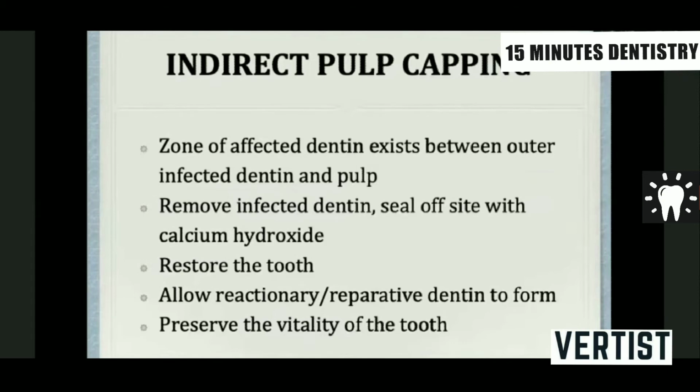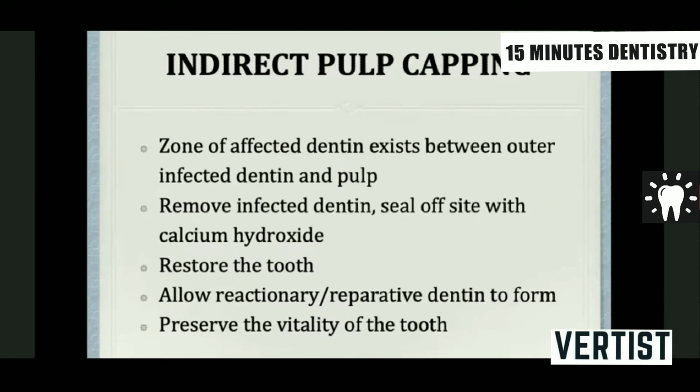And then this is the procedure, that is how it is done. The zone of affected dentine exists between the outer infected dentine and the pulp. Then what we need to do is remove the infected dentine with the help of a large spoon excavator or a large round bur, seal off the site with calcium hydroxide, restore the tooth, allow the reactionary dentine to form and preserve the vitality of the tooth.